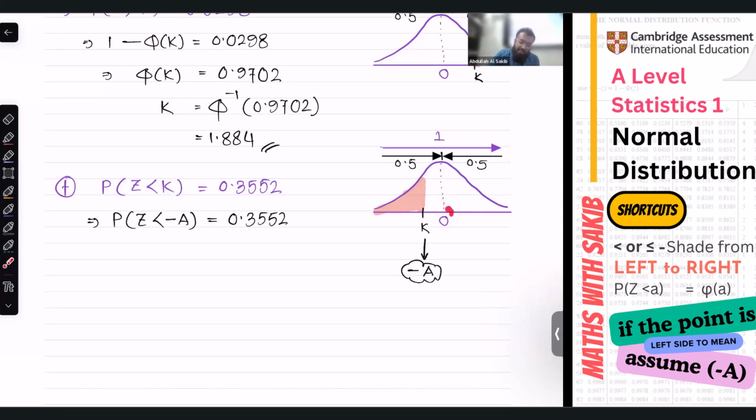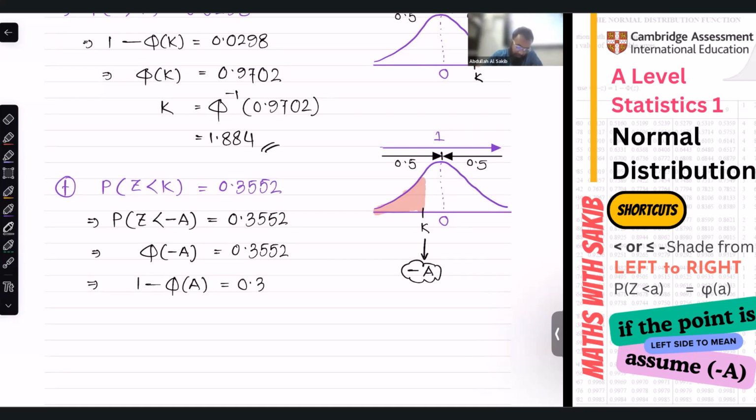Clear? Because this K is on the left side of the mean, left side of the 0. That means the values of the parameter will be negative. Clear? So that's why I considered minus A. Now K is minus A. So Z is less than minus A. What does it mean? If I use the shortcut, that is phi of minus A. Is it okay, Baba? Phi of minus A, the shortcuts. So 0.3552. And if there is a minus inside our phi, what do I write? 1 minus phi. So just write 1 minus phi of A.